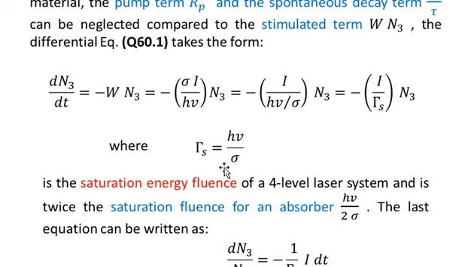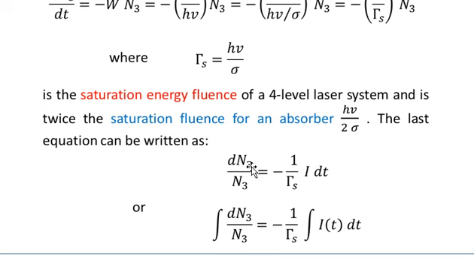So here in this case, for a 4-level system, the value of the saturation energy fluence is twice that of the absorber. So we have gamma s is equal to h nu over sigma. The last equation can be written as dn3 over n3 is equal to minus 1 over gamma s times I dt. So integrating over a long period of time, because we have a pulse here, we have the integral on both sides: the integral of dn3 over n3 is equal to minus 1 over gamma s, and then the integral of I of t dt.